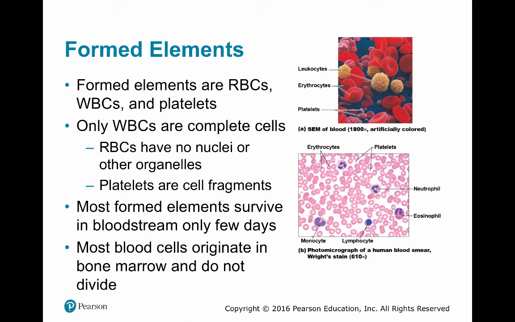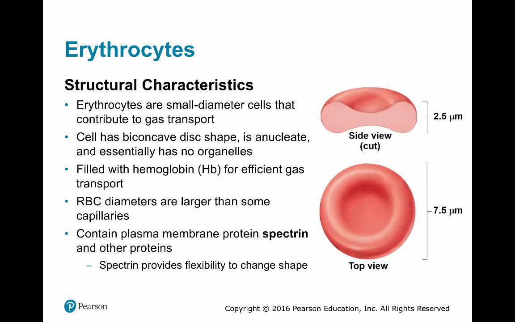Most formed elements survive in the bloodstream only a few days, and we're going to talk about how long each one of these lasts. Most blood cells originate in the bone marrow and do not divide. It's hard to divide if you don't have a nucleus in some of these. So we're going to talk about this. Let's start with erythrocytes, and the structural characteristics of erythrocytes.